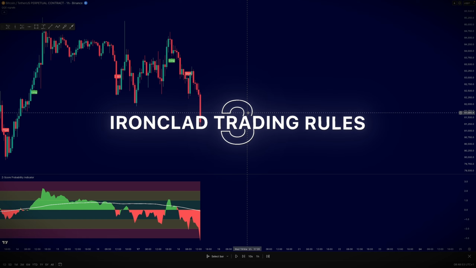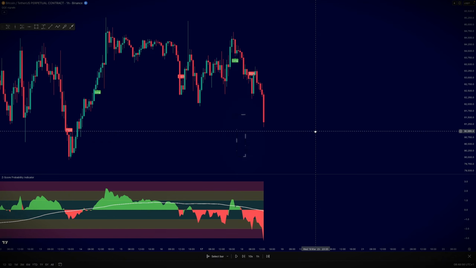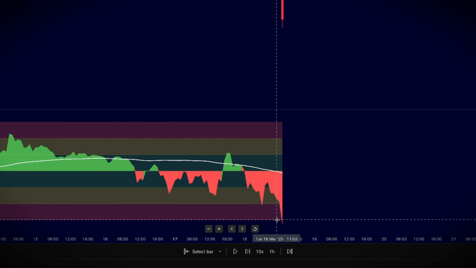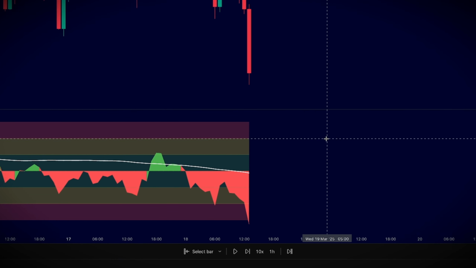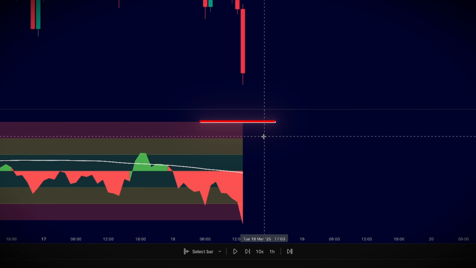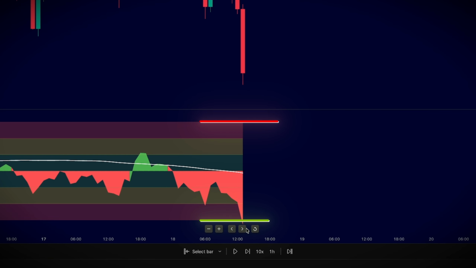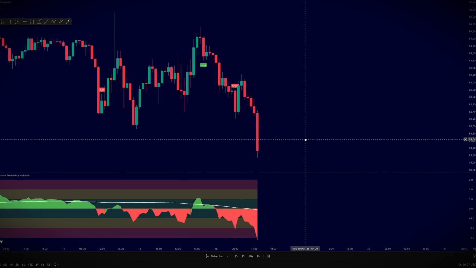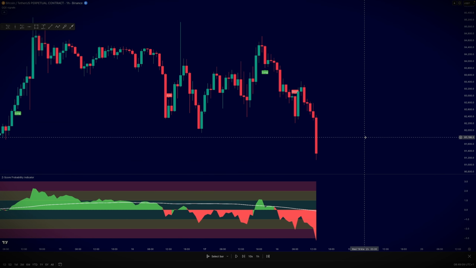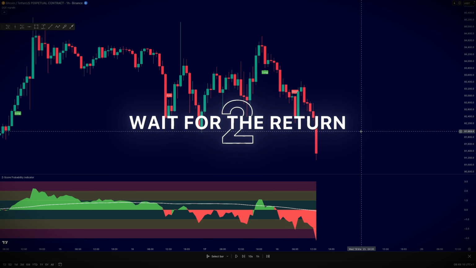3 ironclad trading rules. Listen carefully. Rule number 1, wait for the breakout. Look at the Z-score probability. The oscillator should go above the upper red band for a sell or below the lower red band for a buy. Breakout distance doesn't matter as long as the crossover happened. It could be 1 pixel or half the screen. Either one works.